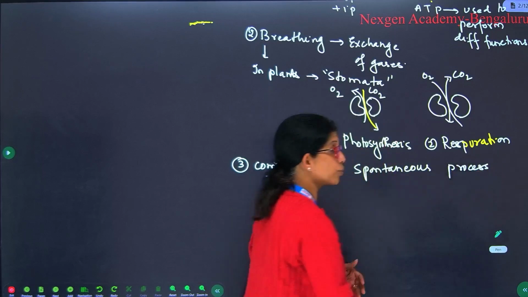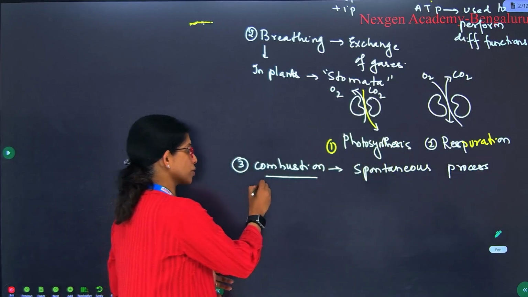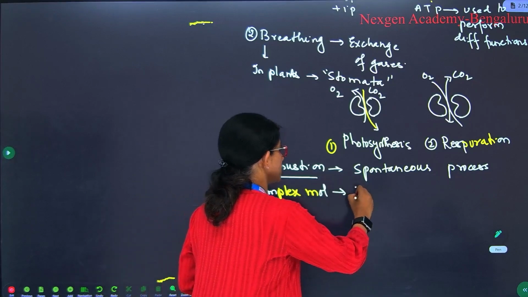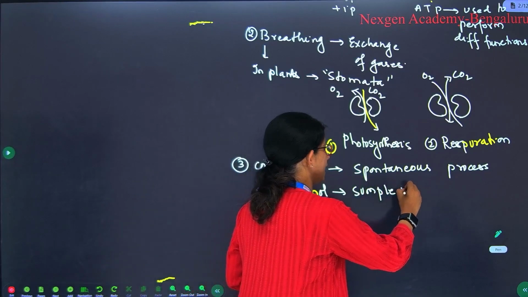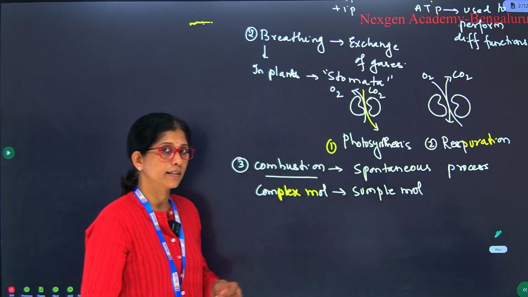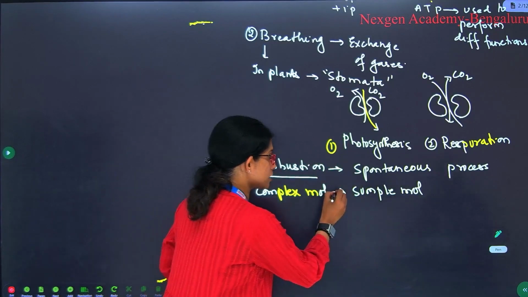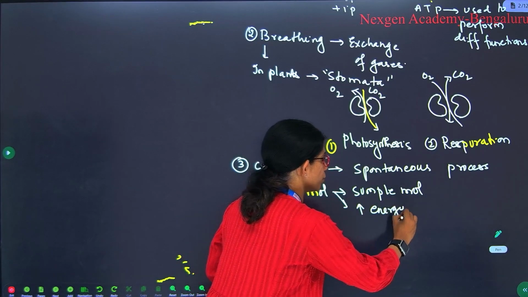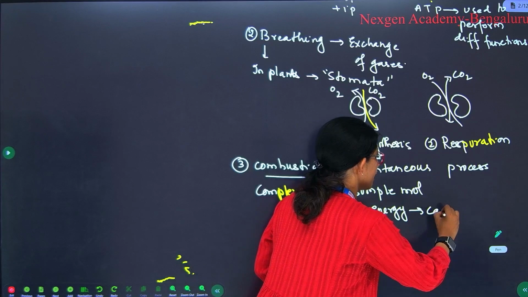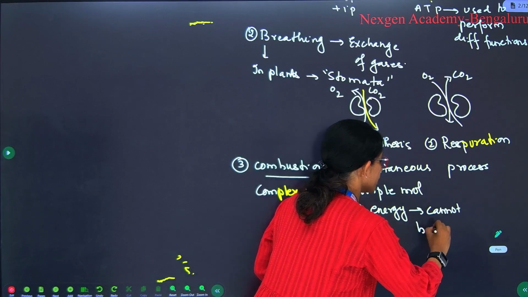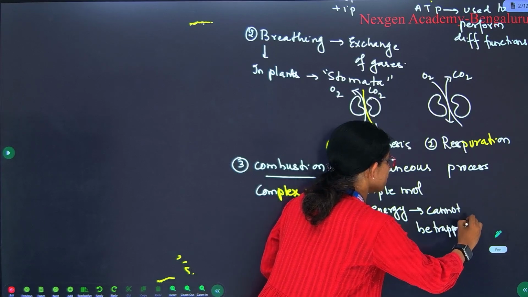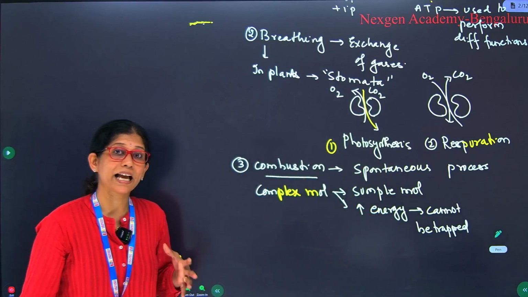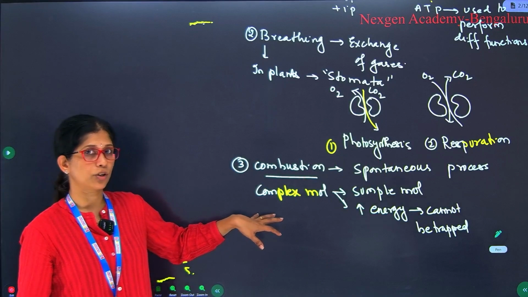So what happens during this spontaneous process? In this process also, complex molecule is converted into simple molecule. Then why can't we say it is respiration? The reason being, when this complex to simple molecule conversion happens, a lot of energy is produced, but this energy cannot be trapped. Because you cannot trap this energy, no ATP can be produced as a result of combustion.